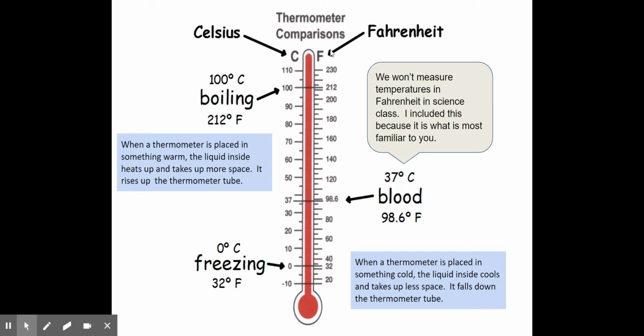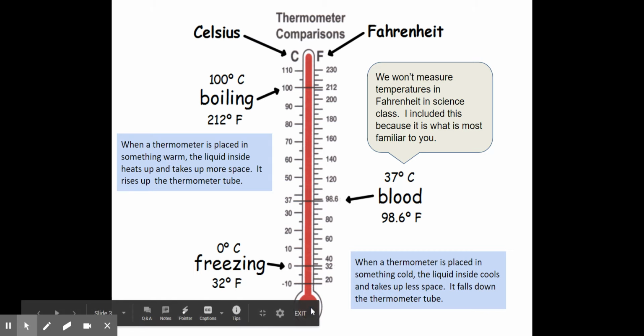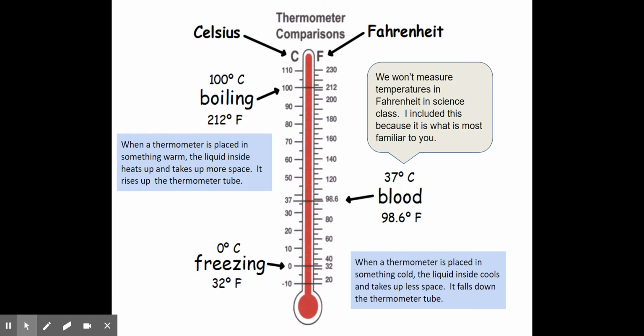In my classes, I had students look at thermometers when we went over that presentation. And one thing that they noticed that the thermometers both had in common was this red liquid that's in them. The liquid actually has a red dye added to it to make it easier to see. And they noticed that on our thermometers that we provide for you, the Fahrenheit scale is missing. So we won't be measuring temperatures in Fahrenheit in science. I did include them on this thermometer picture because that's what's most familiar to you.